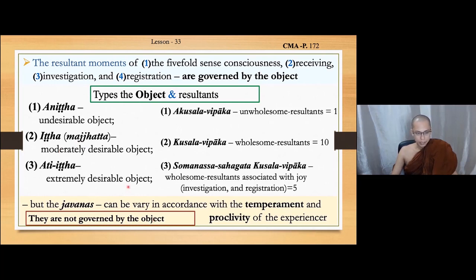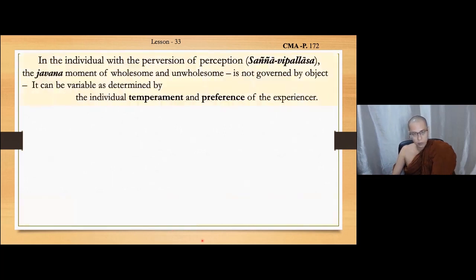So okay, it can change. Why are we talking about registration and javana agreement? Because that can change in accordance with the temperament and proclivity of the individual who experiences the object, so that is governed by the object. That refers to those who have the sanna vipallasa.